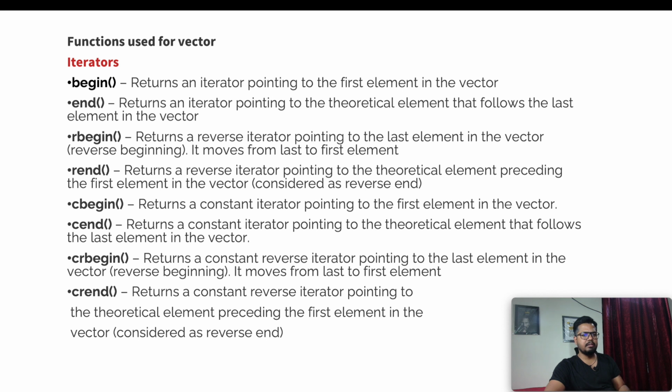Next function is crbegin, and as the name suggests, it will return the constant reverse iterator pointing to the last element of the vector. And the same with crend: the crend function will return the constant reverse iterator pointing to the first element of the vector. So these are all the functions used in iterators, but mostly you will use begin and end for iteration.